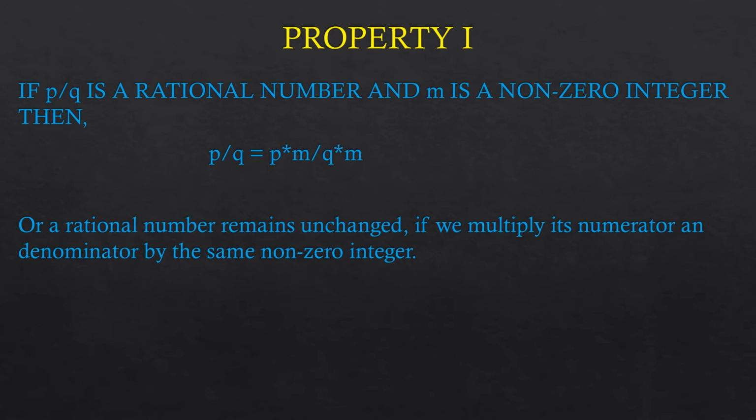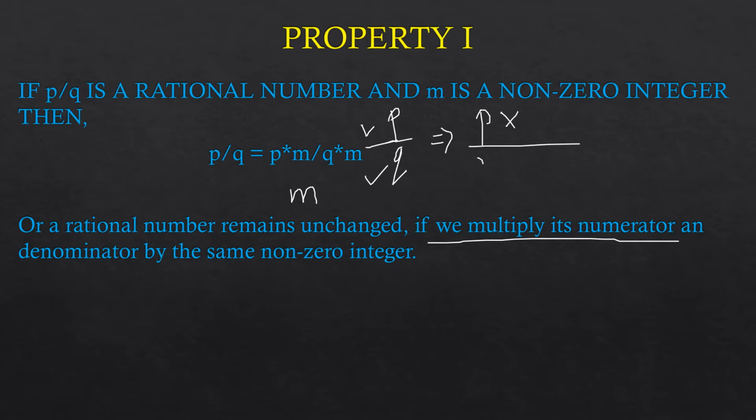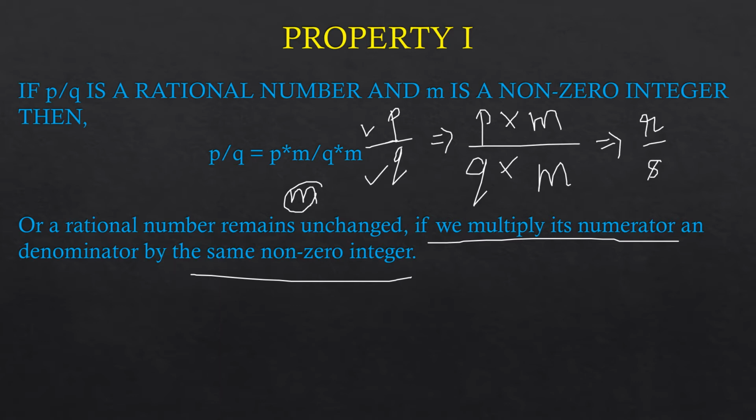Alright, so let us understand this now. This property says if we have P upon Q as a rational number and M is any non-zero integer, non-zero means other than 0. And then it says if we multiply its numerator and denominator by the same non-zero integer, which is nothing but M, the value we get, let's say, is R upon S. So P upon Q will be equal to R upon S, meaning they are both equivalent to each other. Now let us understand this by an example.